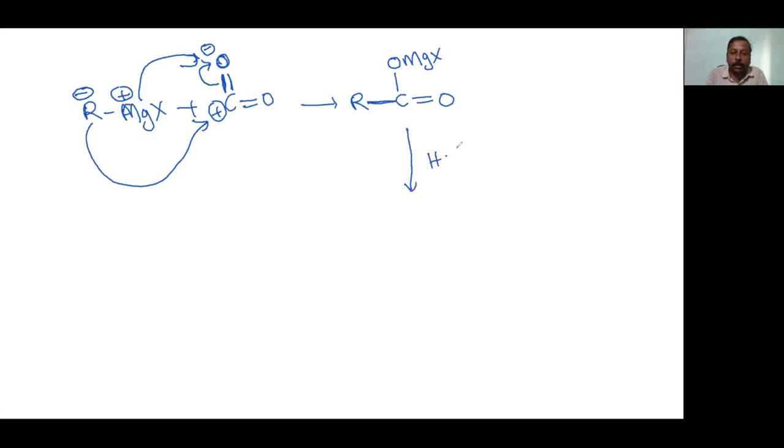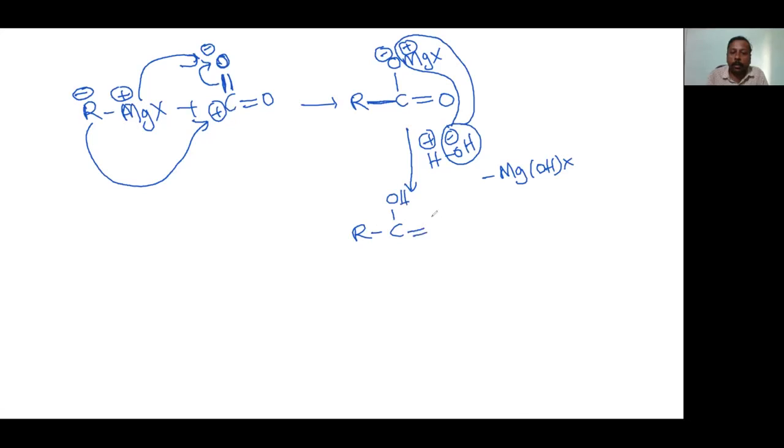Now, if I add H and OH, okay, so where H will go and where OH will go. Here this is negative, this is positive, and here it is negative, here it is positive. So this OH and this MgX both will be removed as MgOHX. So then answer will be RCOOH, C double bond O. So this is what the answer is. Okay. Carboxylic acid, we got it. We got what? Carboxylic acid.